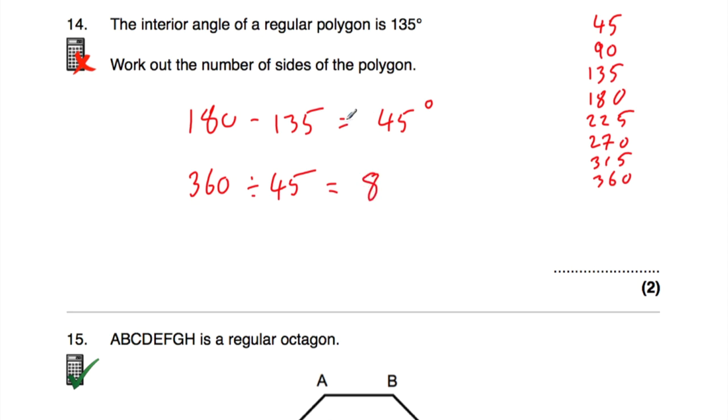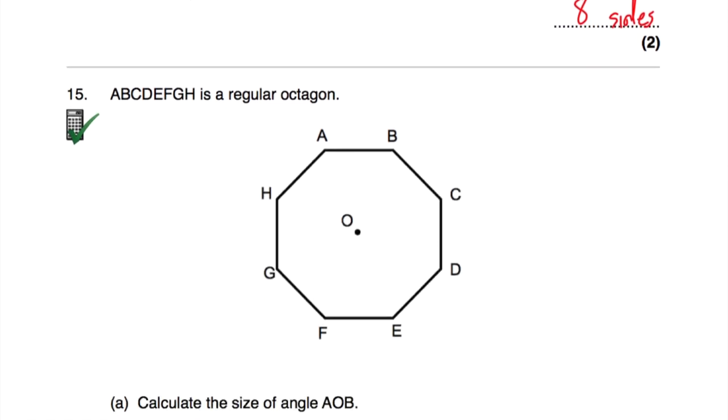And if there's 8 exterior angles, that means there's 8 sides. So it is an octagon. And that's it. Fantastic.